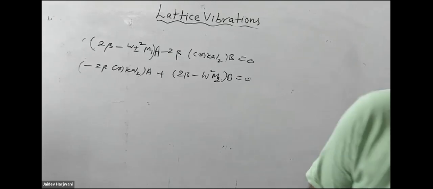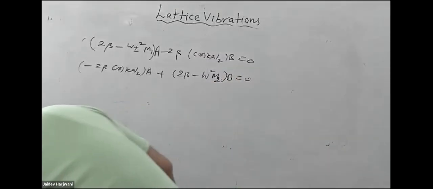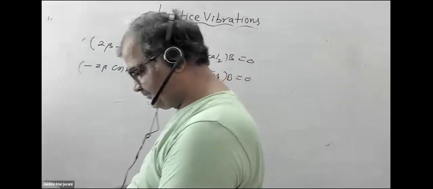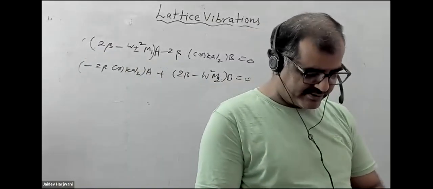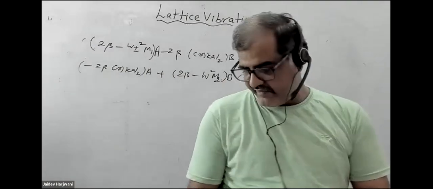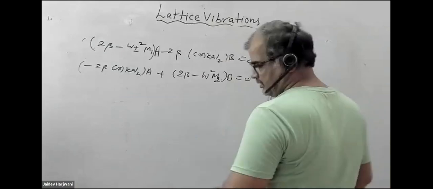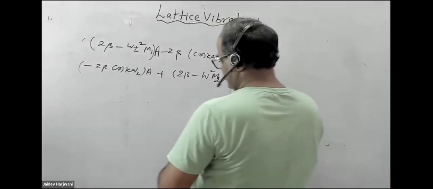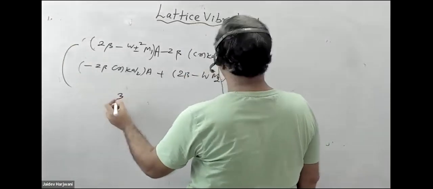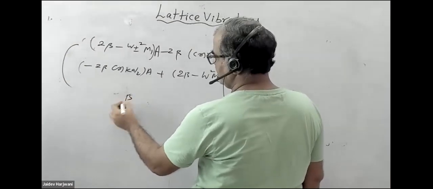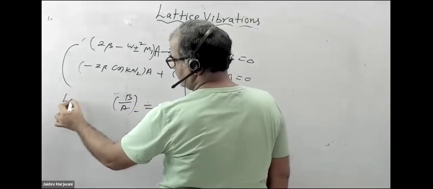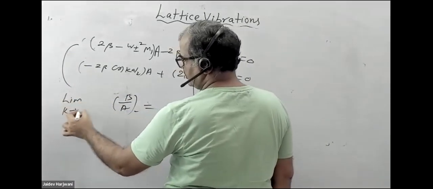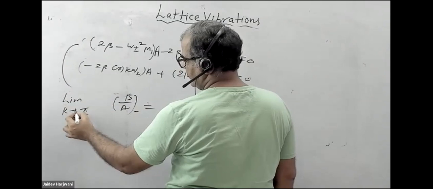Let us now calculate the ratio B by A at the boundaries, and tell me what is happening. When we are at the boundaries, let me use the first equation again to calculate B by A. If I use this first equation, I'll get B by A in the limit k tends to plus or minus pi by a.